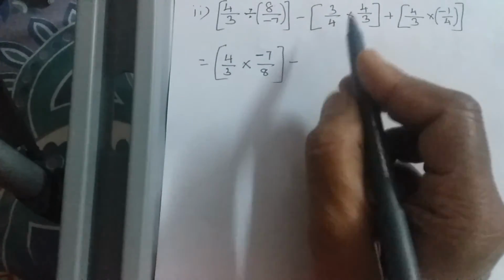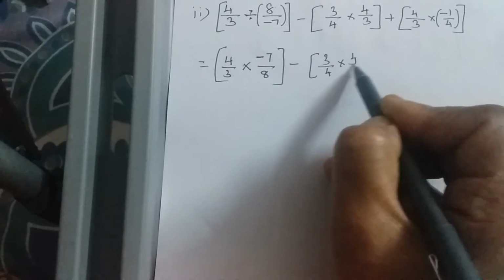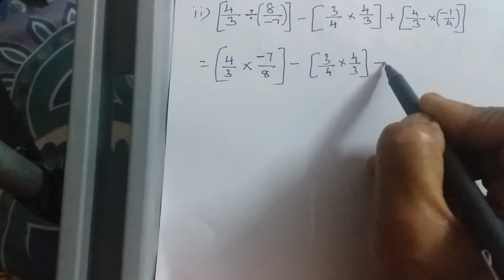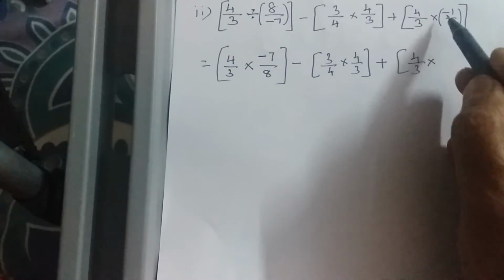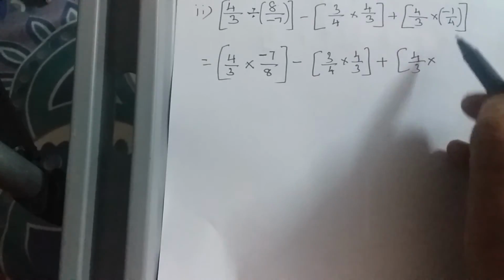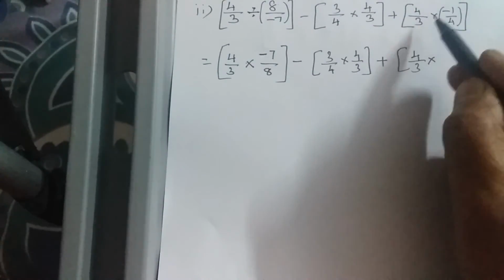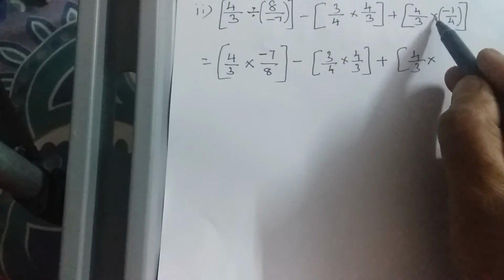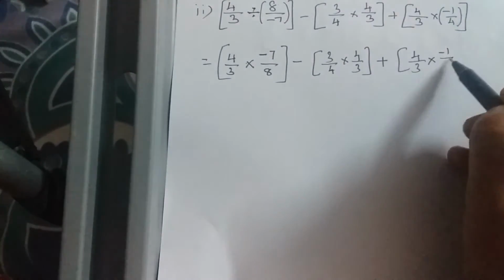Minus, this is 3 by 4. We'll write as it is. We'll cancel in the next step. Here nothing to simplify. Write as it is down. Plus here 4 by 3 into, this bracket has got nothing to do because it's only multiplication. If it were plus or minus, we would multiply both the signs. Because it is into, it has got nothing to do with the sign. Just write as it is, minus 1 by 4.